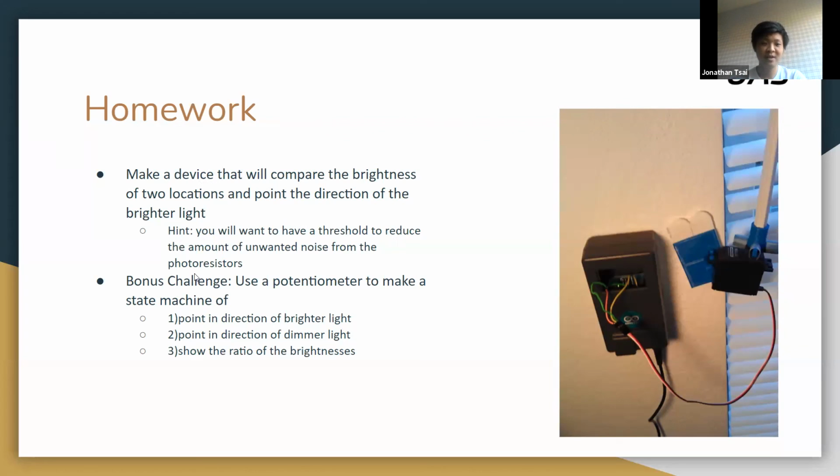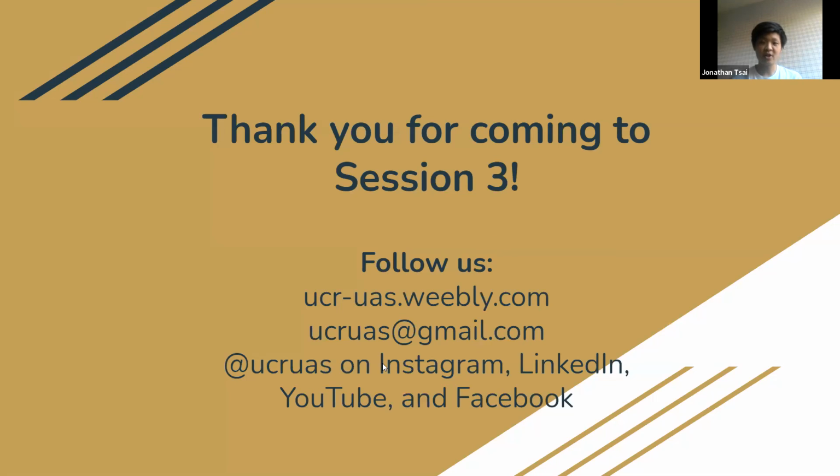Okay. So if you find this a little bit too easy, you can have a bonus challenge of setting up a state machine from the previous lecture, right? You can make a state machine and you can have it in 3 modes. You can have your servo point in the direction of the brighter one or the dimmer one, or even have the servo show the ratio of the 2 brightnesses. Okay. So that's all I have to present to you.